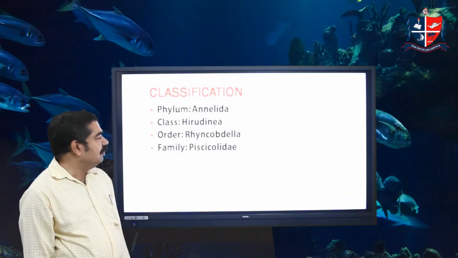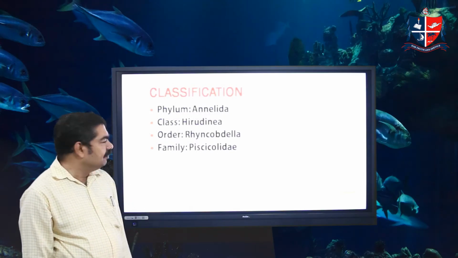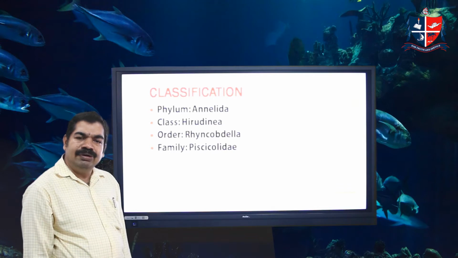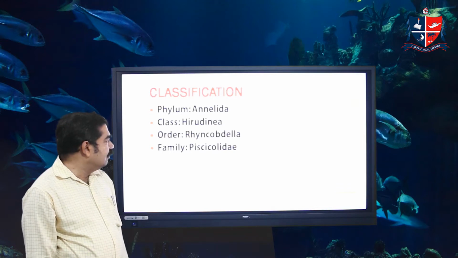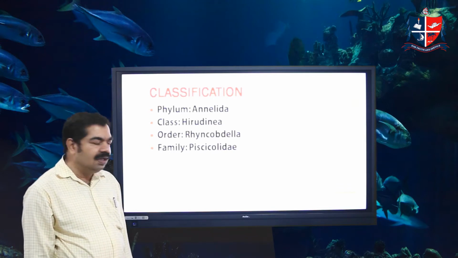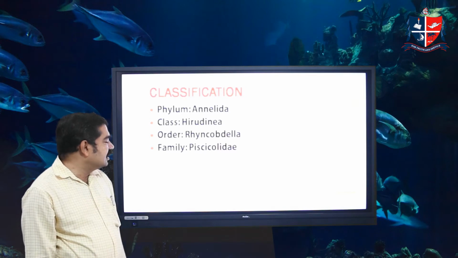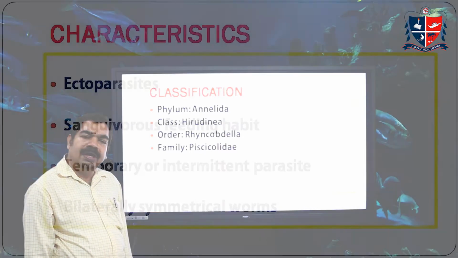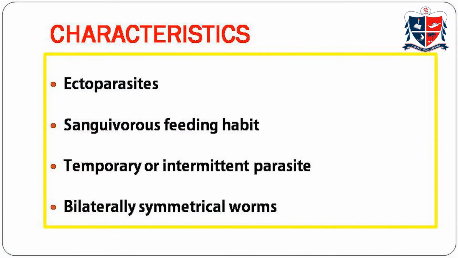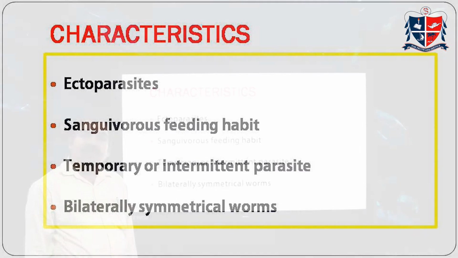Actually, leeches are coming under the phylum Annelida. The class is Hirudinea. The order of leech is Rhynchobdellida. And finally, it is coming under the family Piscicolidae. Now, I am going to describe different characteristics of leeches.